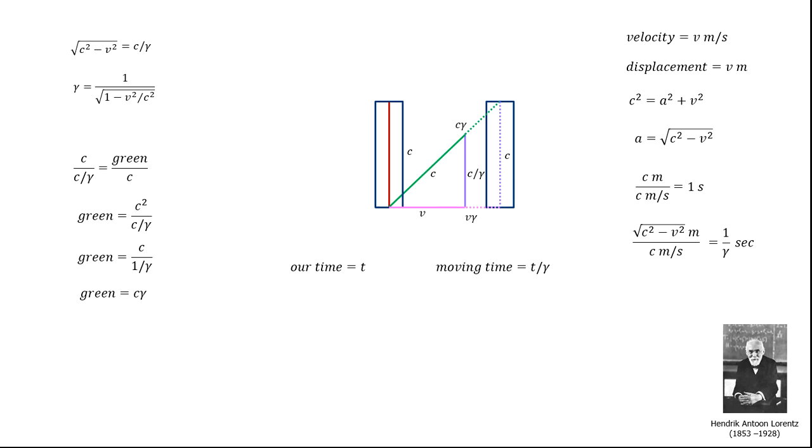Likewise, the distance the light clock moves is v times gamma. The extended time is also t times gamma on our clock and t on the moving clock. This makes sense. If the time on our clock is 1 second, we'd observe 1 over gamma for the moving clock. If the time on the moving clock is 1 second, then the time on our clock would be 1 times gamma.